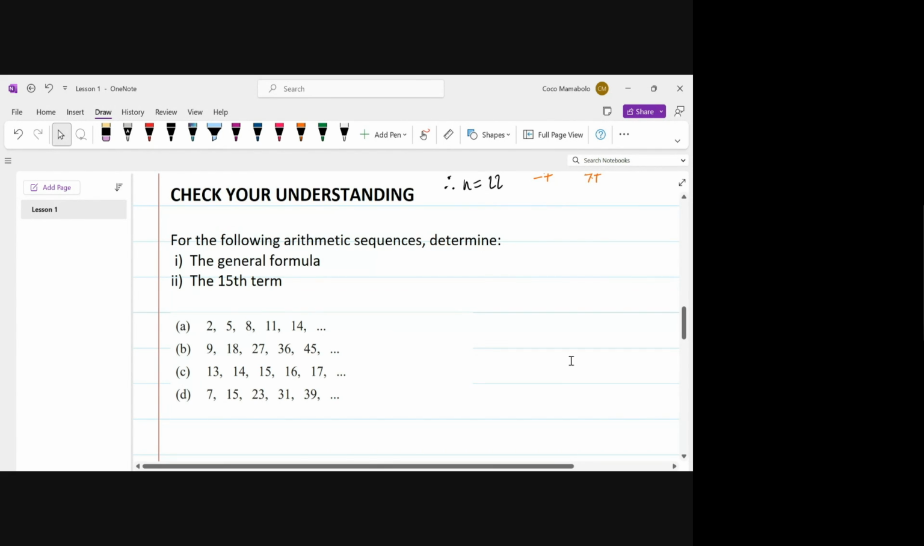And then they want you to find the 15th term. So T15 equals something. All right. So 5 seconds to take a screenshot. 4, 3, 2, and 1. That's all the time I'm going to afford you guys to check your understanding with this.